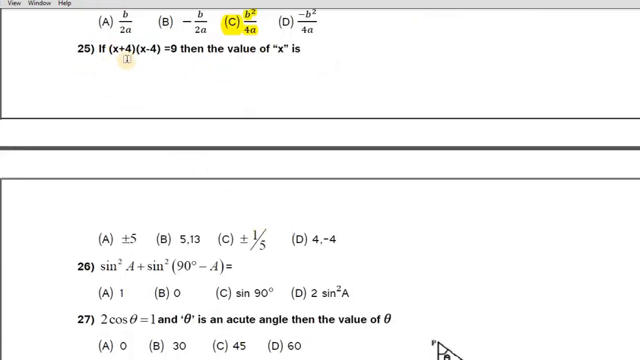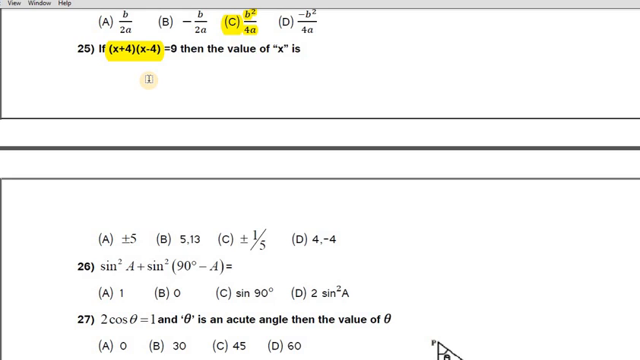If (x plus 4) into (x minus 4) equals 9, then the value of x is. So you have to simplify here. See, this (x plus 4) into (x minus 4) is in the form of an algebraic identity, (a plus b) into (a minus b), which means you will get x square minus 16.